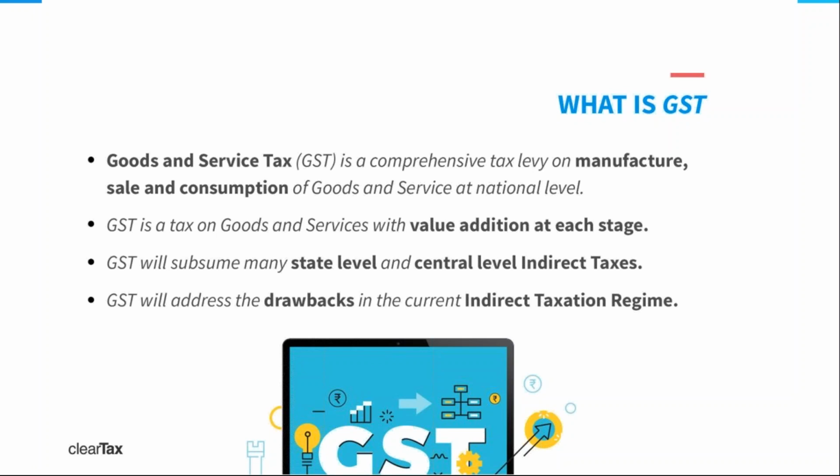So one is the cascading of taxes. How it works, definitely we'll discuss in more detail. But at a high level, cascading means tax on tax. So you are paying VAT on an amount which includes excise duty. You pay service tax on an amount which includes VAT. So these all are examples of cascading of taxes.